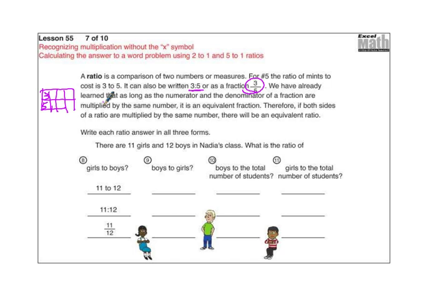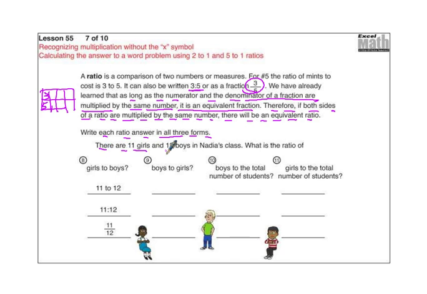We have already learned that as long as the numerator and the denominator of a fraction are multiplied by the same number or divided, it is an equivalent fraction. Therefore, if both sides of a ratio are multiplied by the same number, there will be an equivalent ratio, because ratios and fractions are much alike. Write each ratio answer in all 3 forms.